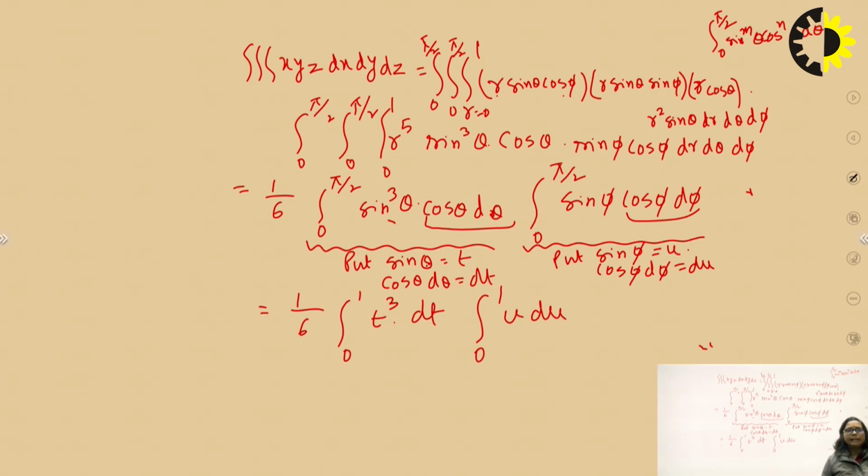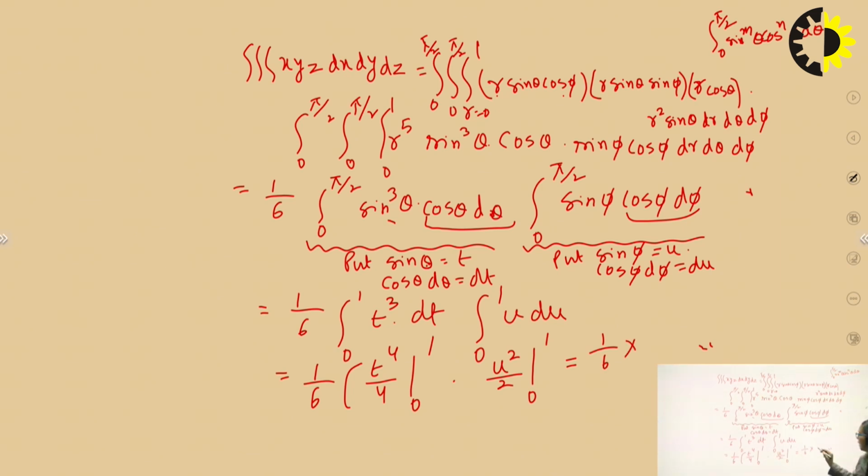And they are very easy integrals now to evaluate. I can write this as nothing but 1 by 6. This will become t to the power 4 by 4 for the limit 0 to 1 into u square by 2 from the limit 0 to 1. Just put the limits. So it is 1 by 6 into, here for the upper limit the value is 1 by 4, and here for the upper limit the value is 1 by 2. Giving you the value, 6 4s are 24, 2s are 48. So the answer for this integral in the positive octant will become equal to 1 upon 48.